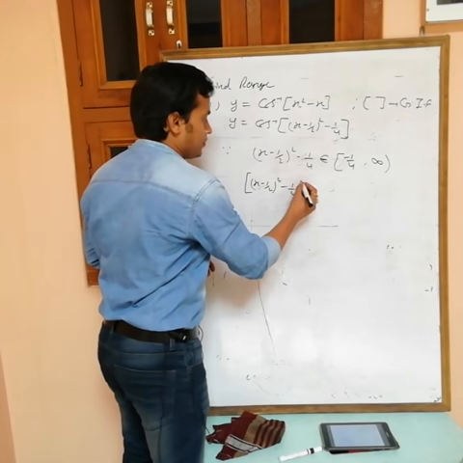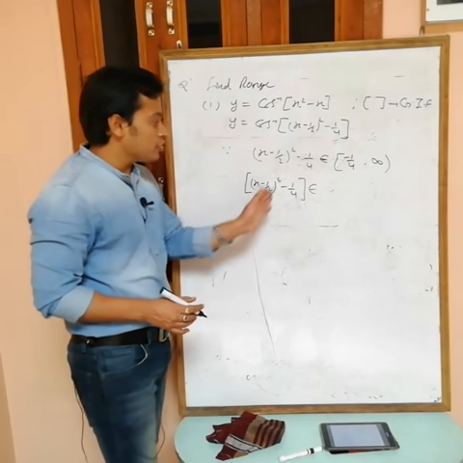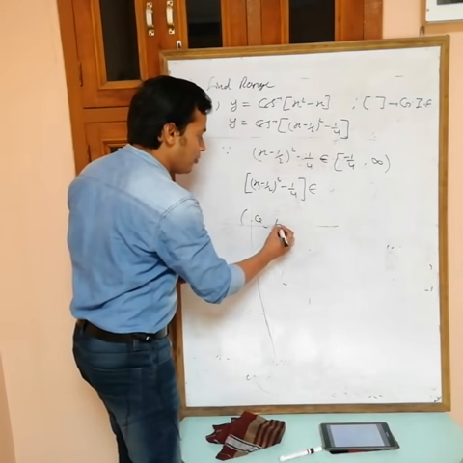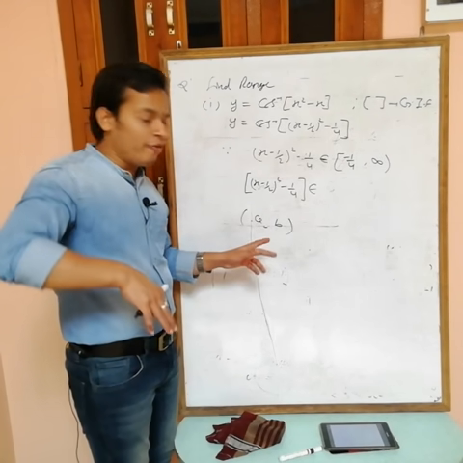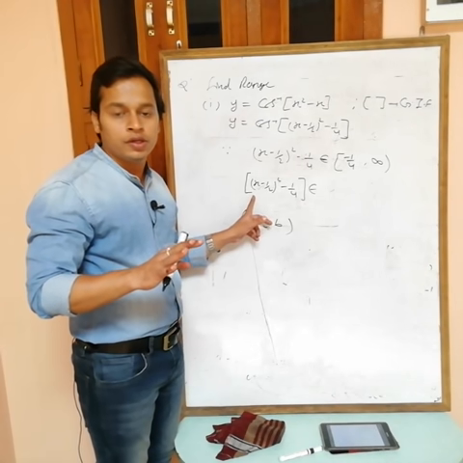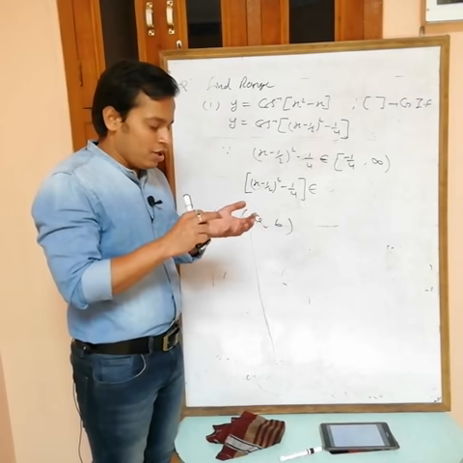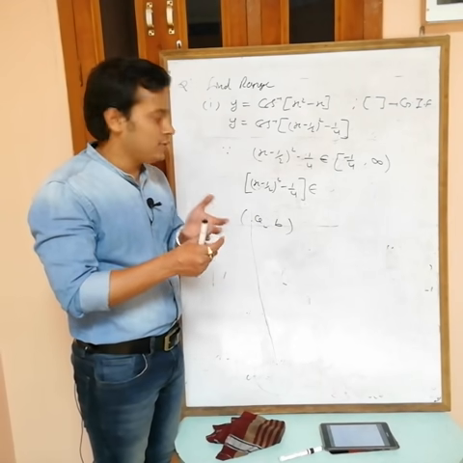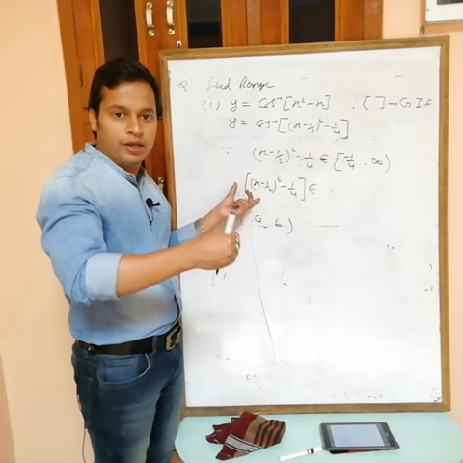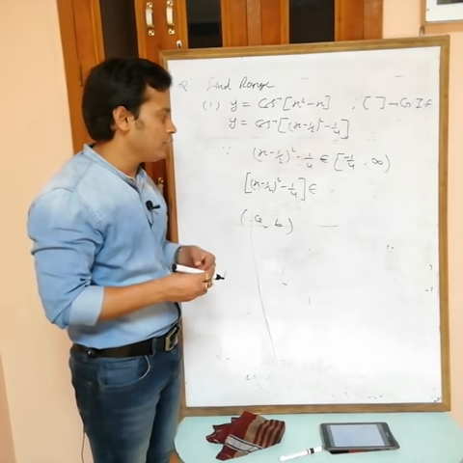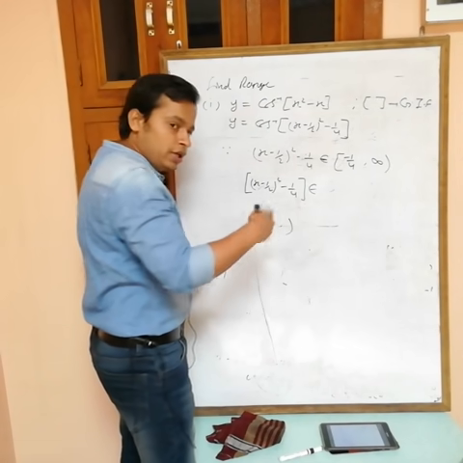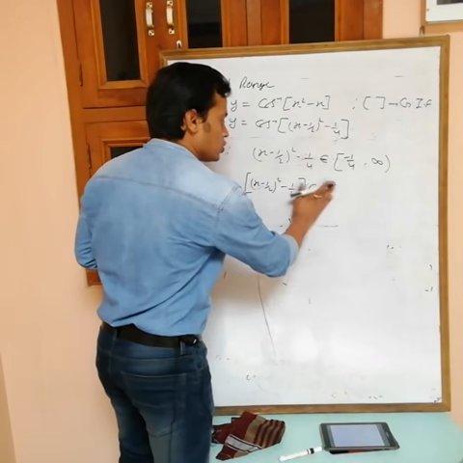Now one thing is clear, you can't write the greatest integer in interval form. In interval form it means including all the values between a and b, but the greatest integer can take only integer values. It can't be 0.1, 0.2, 0.3. It can take values like 1, 2, 3, 4, minus 1, minus 2, not fractional values. So you can't write this in interval form, then write it in set form.